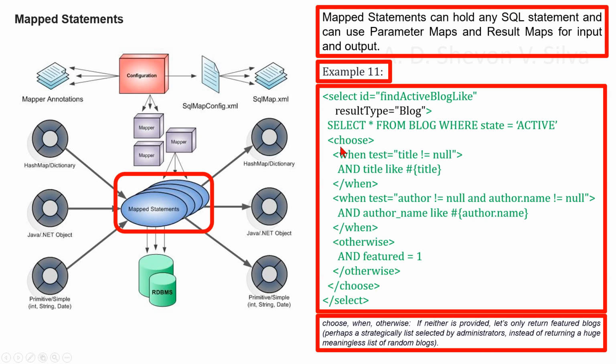Let's use the example here. Let's search only on title if one is provided, then only by author if one is provided. If neither is provided, let's only return featured blogs, perhaps a strategically selected list chosen by an administrator, instead of returning a huge meaningless list of random blogs.